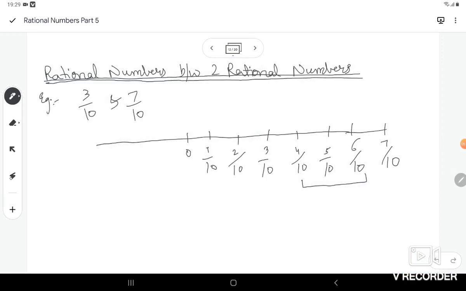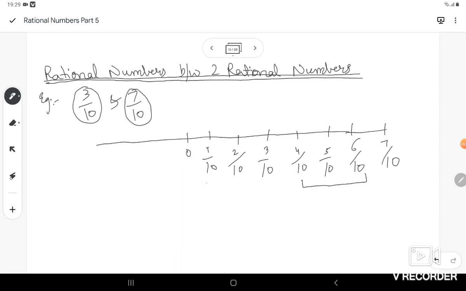Now taking the concept further, next is the concept of finding rational numbers between two rational numbers. Let us start by taking a simple example, and further we will be solving tougher problems also. So first of all, we have to find a rational number between 3 by 10 and 7 by 10, which I will try to explain using the number line.